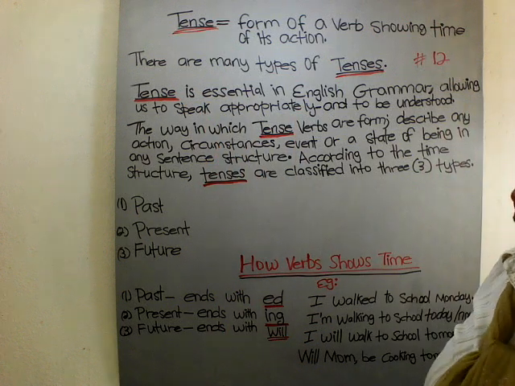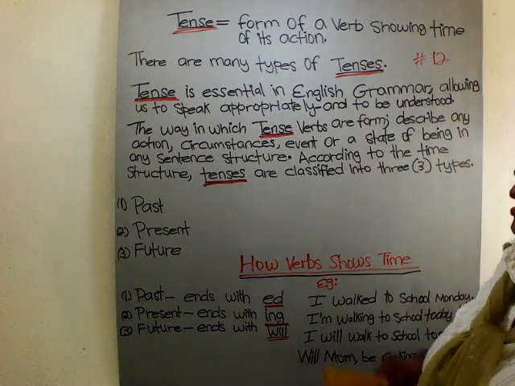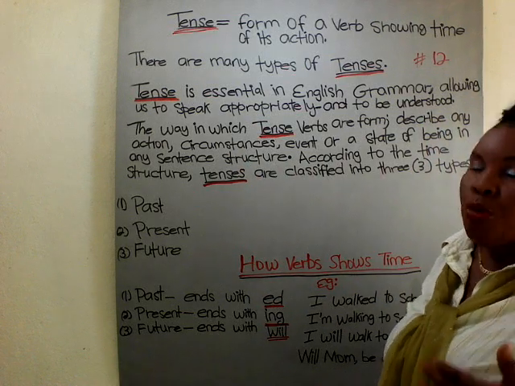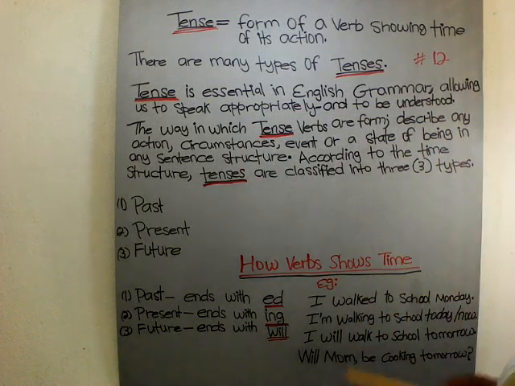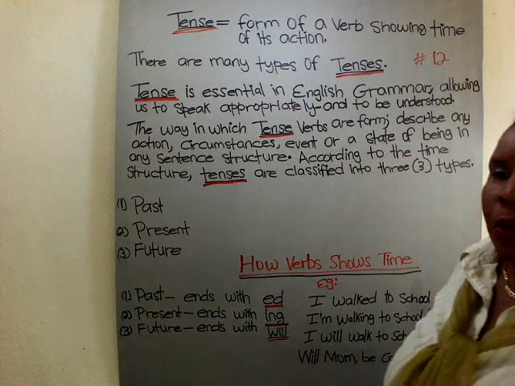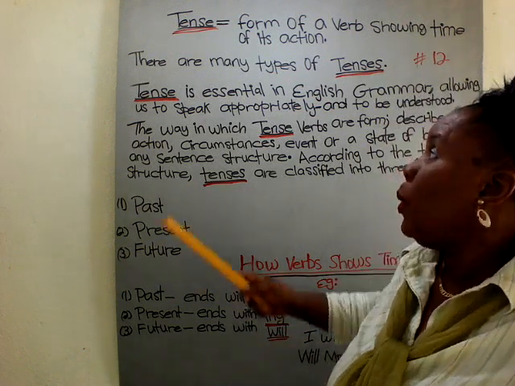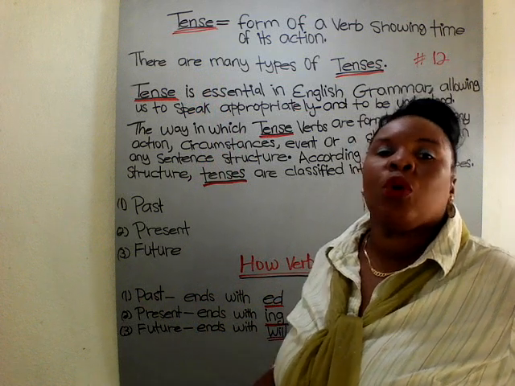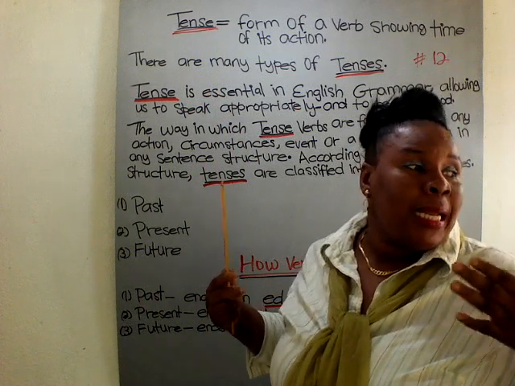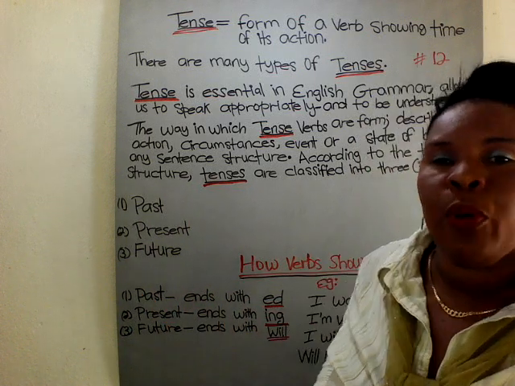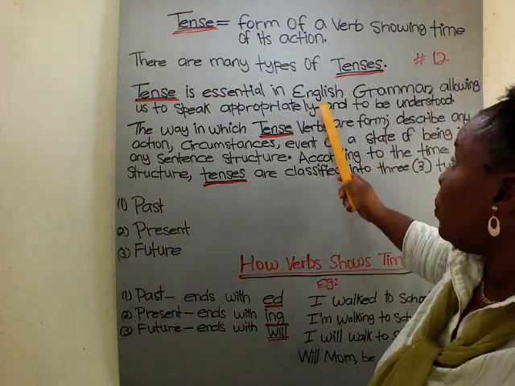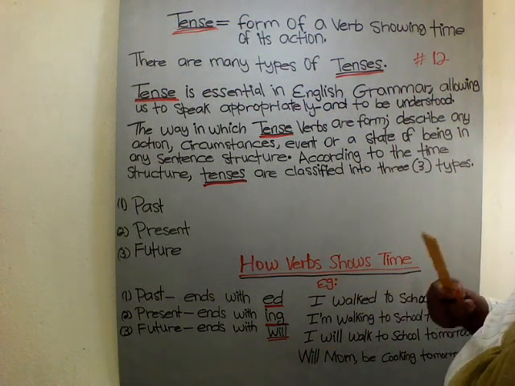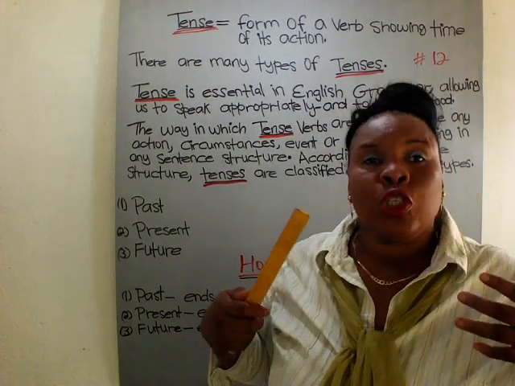Tense is essential in English grammar, allowing us to speak appropriately and to be understood. Without the verb tense, we will say something to a person, but there's little clarification in whatever we are saying. So it helps us to speak English grammar appropriately and also helps us to be understood.